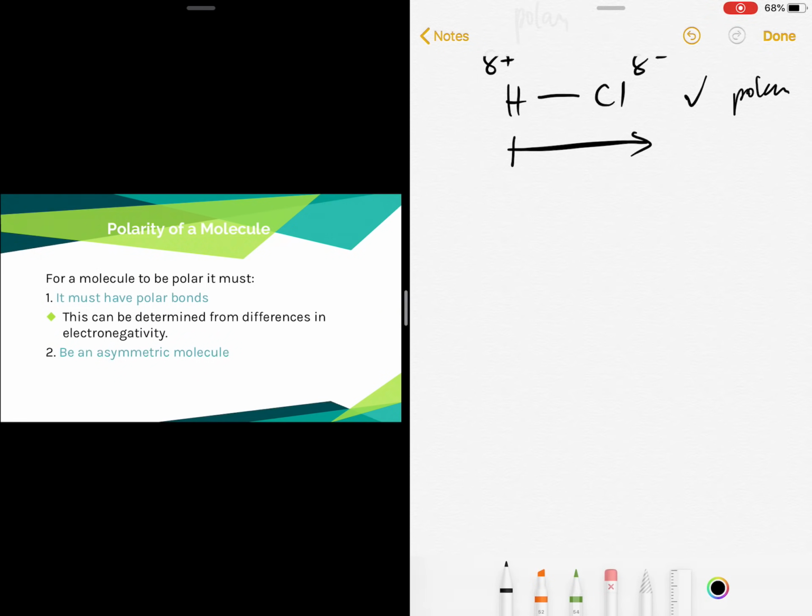So, number 2, for it to be polar, it has to be an asymmetric molecule. We'll delve deeper into that later. So, when we talk about symmetry and asymmetry, we talk about the molecular shape.